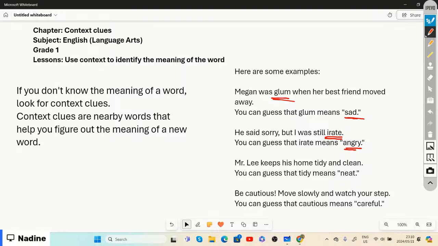And then Mr. Lee keeps his home tidy and clean. So Mr. Lee keeps his home tidy and clean. Somebody who keeps their house tidy and clean, another word for tidy and clean is to keep the house neat.